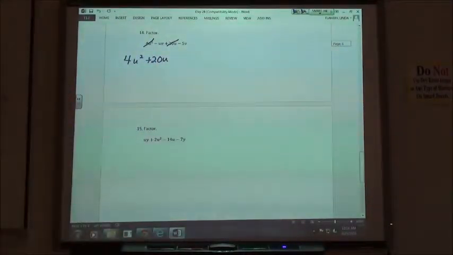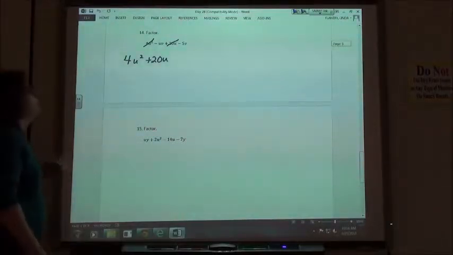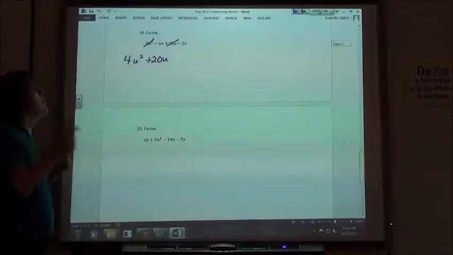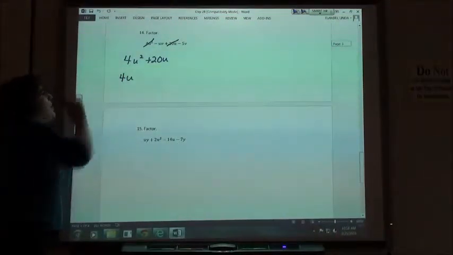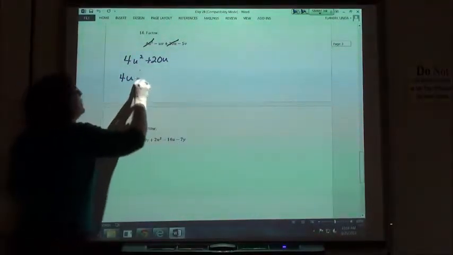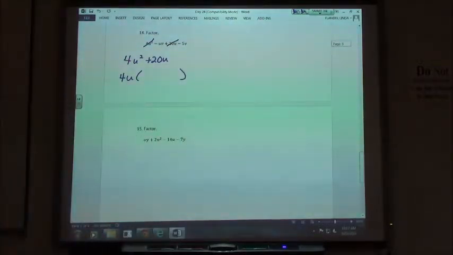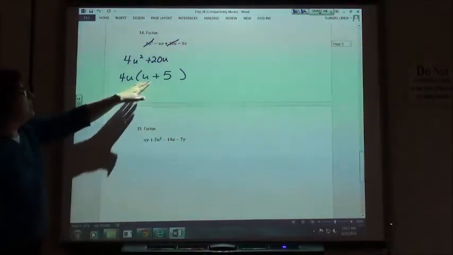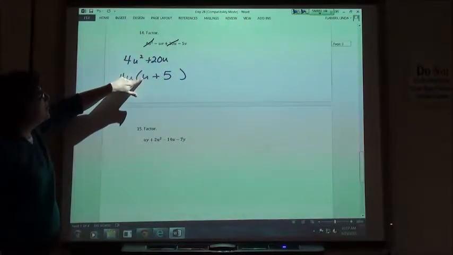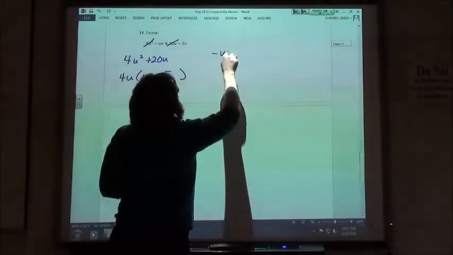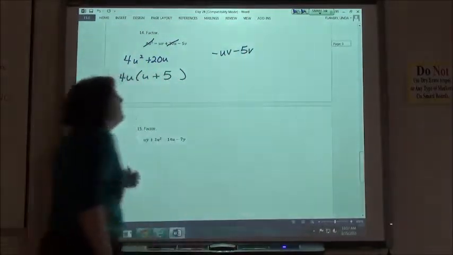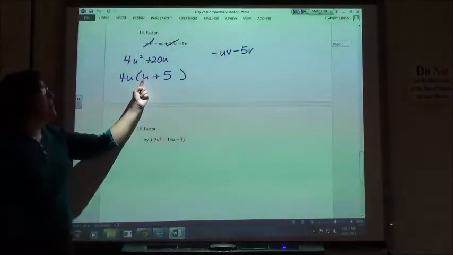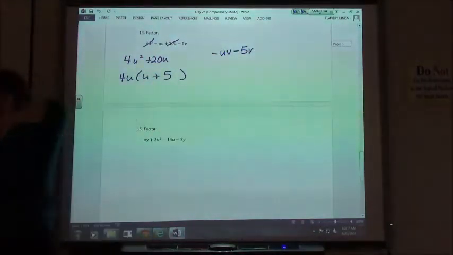So 4u squared and 20u, both are divisible by 2 and u. Bigger than 2? 4 and u, right? 4 would be my greatest common factor, so 4u. If I divide the 4u out of both of those, I get u plus 5. So again, on my other two terms, I know I want the one with the u first. So the minus uv with the minus 5v. I want to end up with a positive u, so what do I need to divide out of my negative uv?